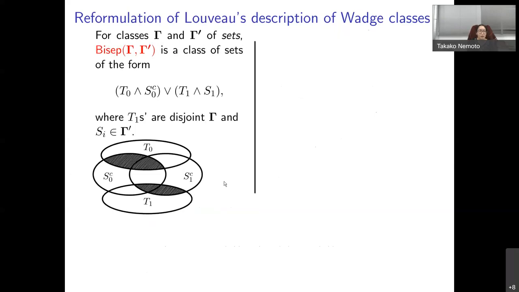And a slightly more complicated one is the class bisect gamma, gamma prime. The set theoretic operation is like this. So T0 and T1 are disjoint sets from gamma. I should have written T_i here. And the S_i's are from gamma prime. Taking the complement of S0 and taking S1 as it is, it should be S1 here, not the complement here, and taking the intersection of the complement of S0 and T0, and S0 and T1 and S1, and taking the union.